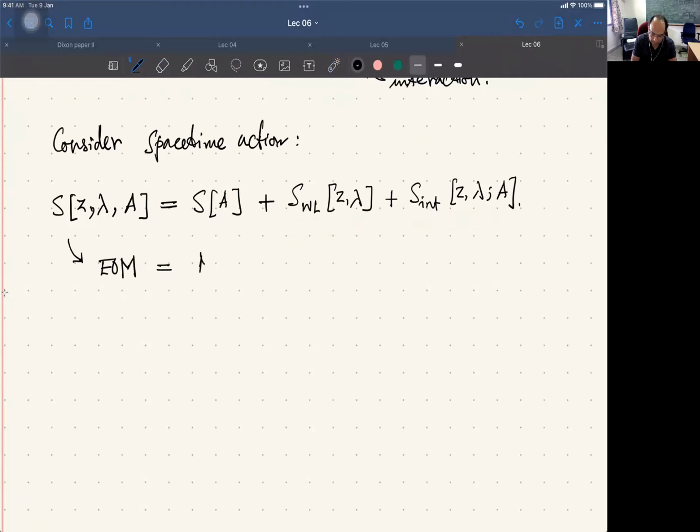Maxwell's equations with source, say J mu. There's a current, and we know that Maxwell's equations in the presence of a source current J mu are linear in J mu.